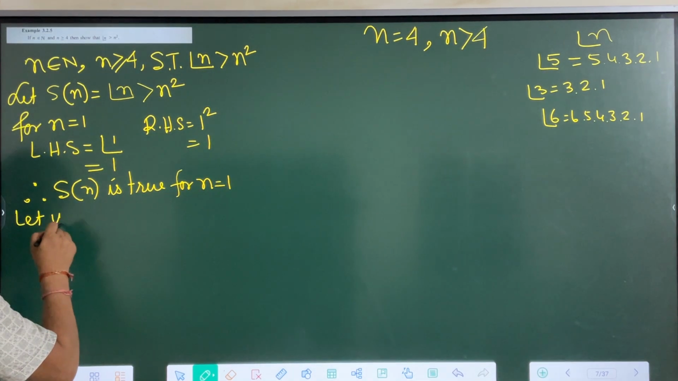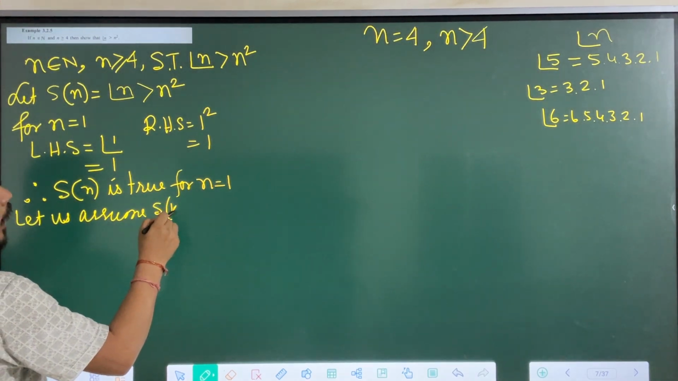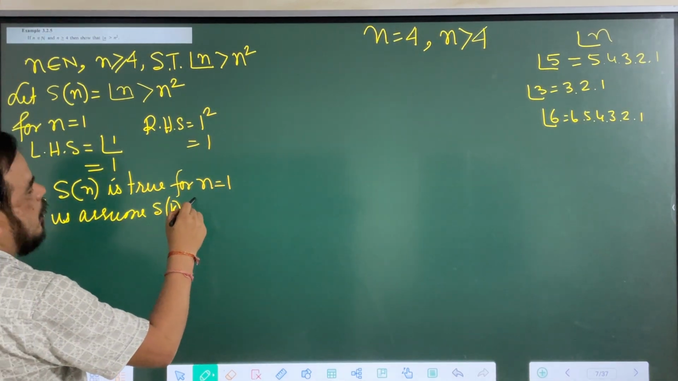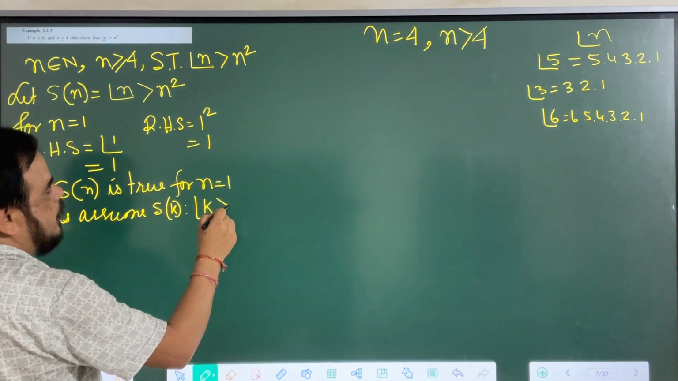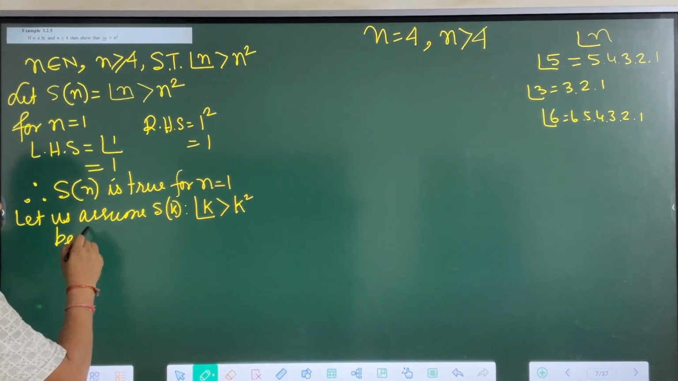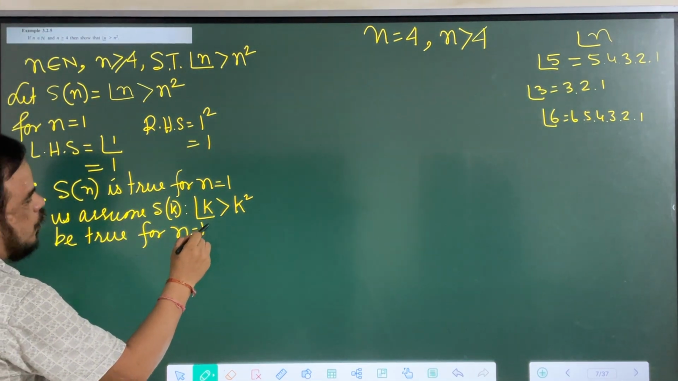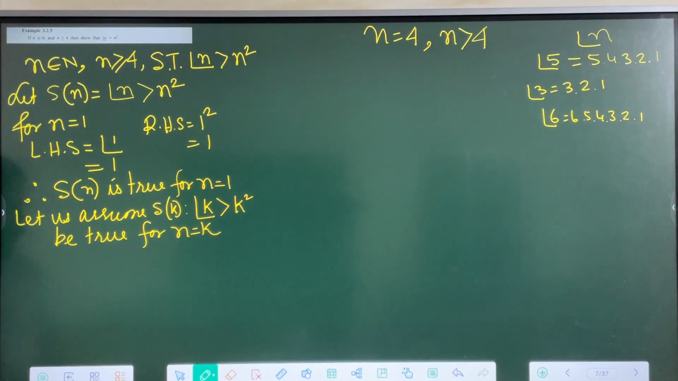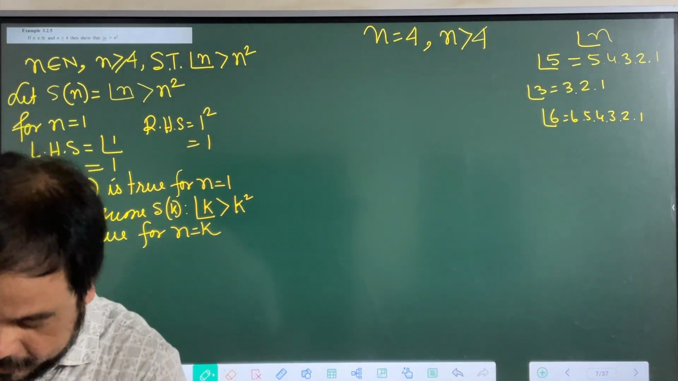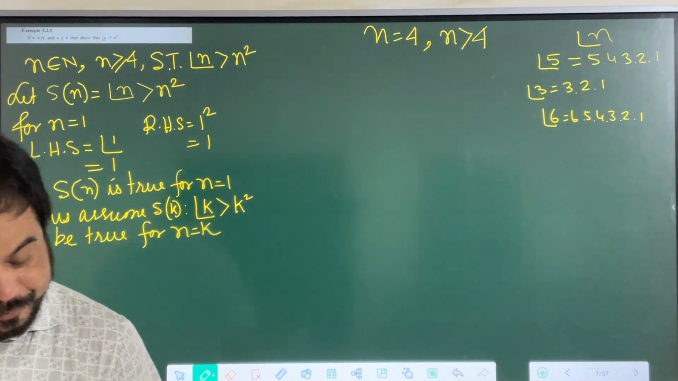Next, K. Let us assume Sk. What is Sk? Now we will write factorial k is greater than k square, be true for n equals to k. Now we will go to k plus 1.